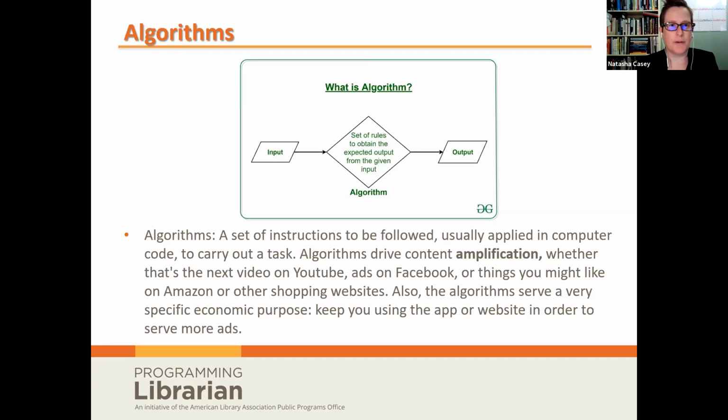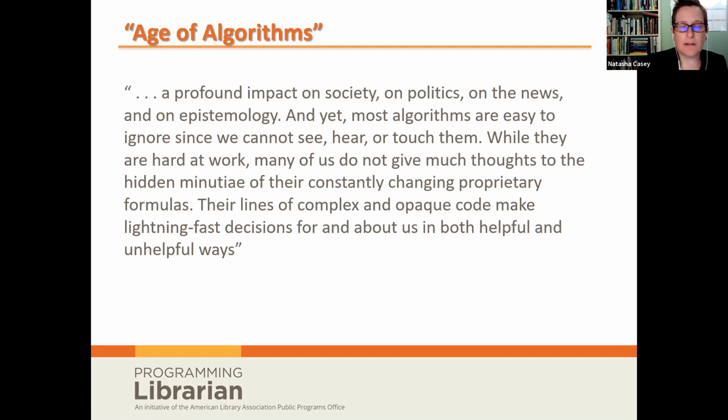Next slide, please. So although algorithms, like I said, predate computers, they really have a profound impact on society, on politics, on the news, as Alison Head, Barbara Feaster, and Margie McMillan point out in their research. And algorithms also have a profound impact on epistemology, right? How we know what we know about the world. And that's a pretty massive thing to think about.